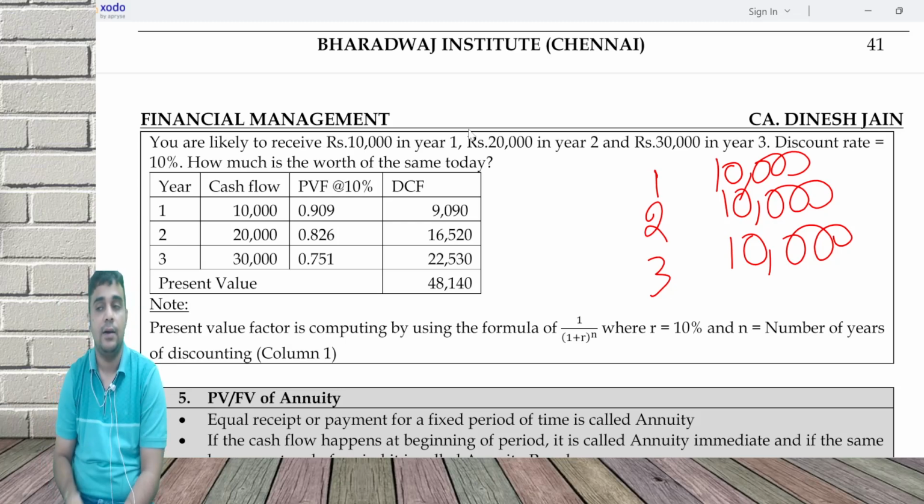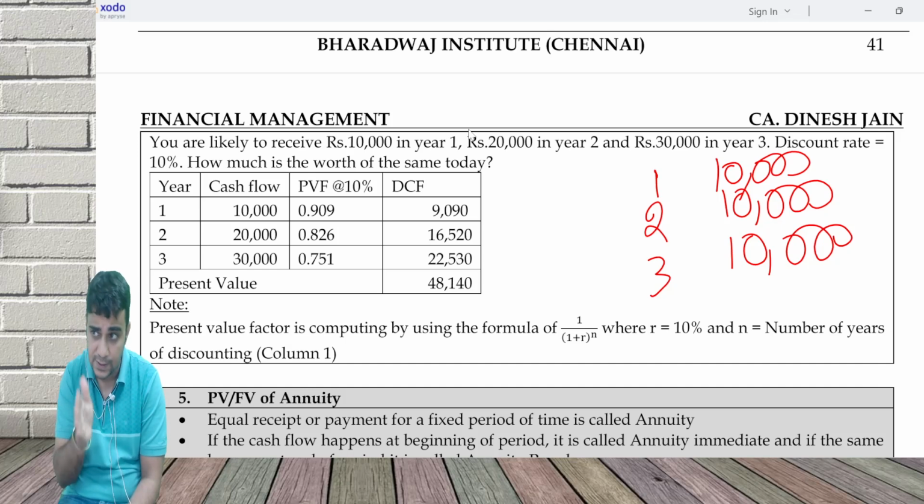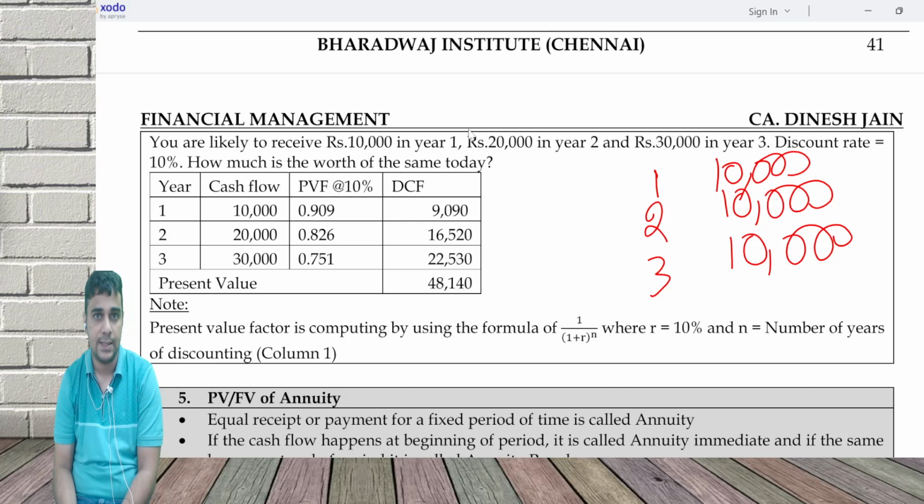Every year, it can be every month also, every quarter also, every half year also. But that specific periodicity is to be maintained. Clear? Any doubts on this? Now let's understand an example.